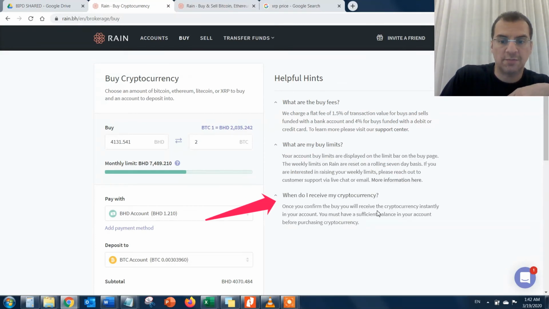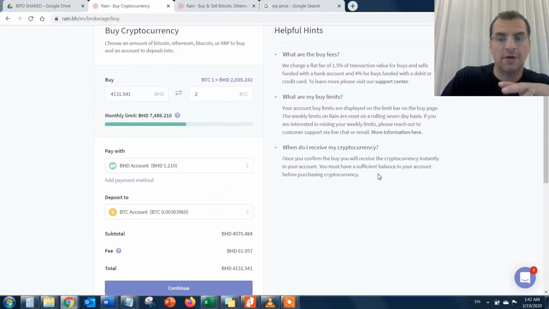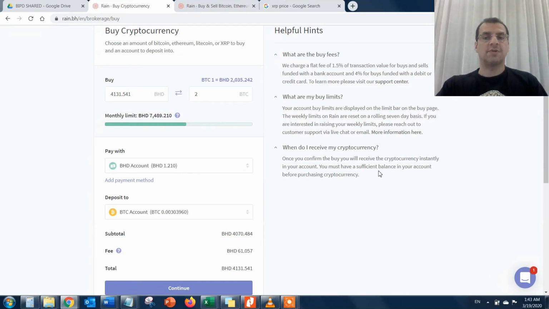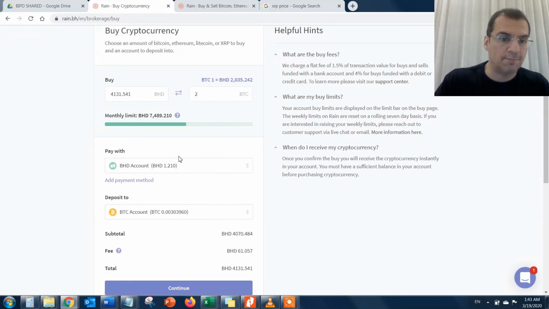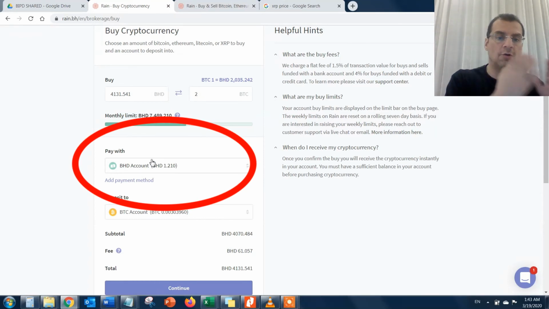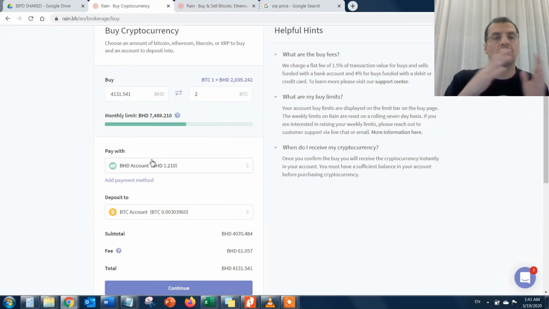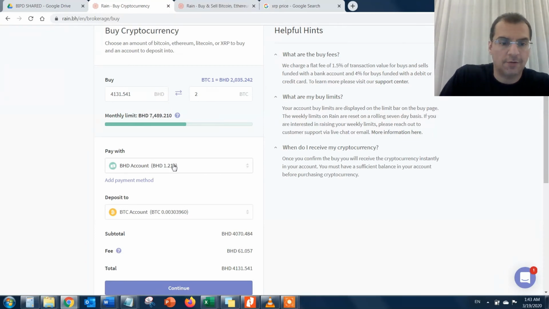And when do I receive my cryptocurrency? Once you confirm the buy, you will receive the cryptocurrency instantly in your account. You must have sufficient balance in your account before purchasing any cryptocurrency. This is your Rain account, which is this account right here. This is the amount that you deposit from your local bank account and transfer into your Rain account, which gives you the sufficient funds to make the purchase of the cryptocurrency, right? Is that clear? Okay, perfect.